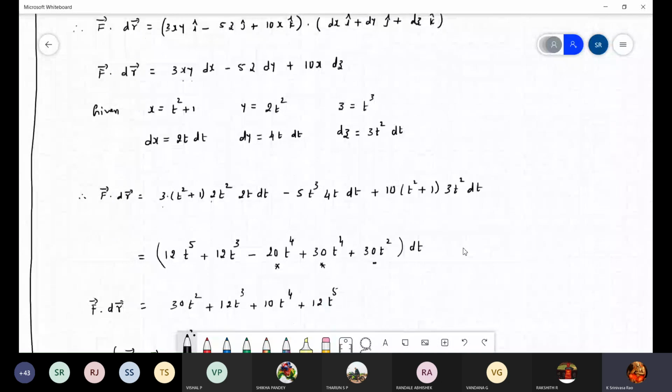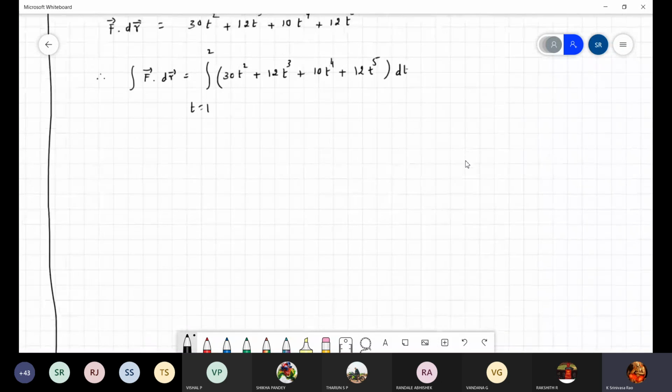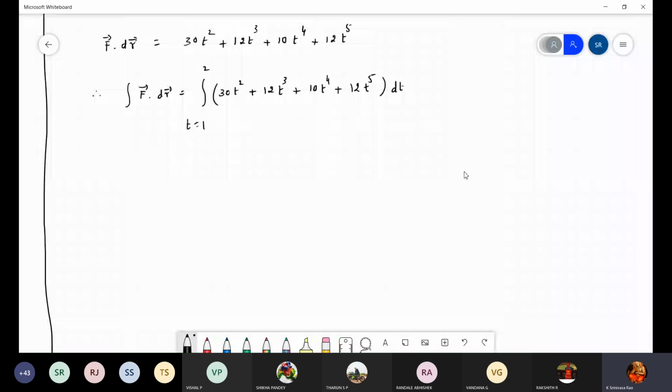Yes, 1 to 2. It is not 0. So both upper and lower limits you should simplify. Yes, that gives... We will solve slowly, no problem. Yes, one by one. Integration of 30 t square: 30 you write as it is.